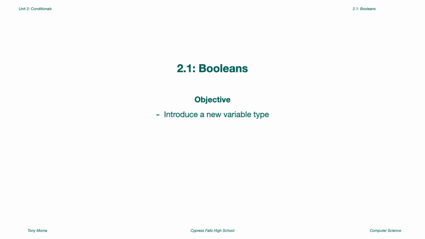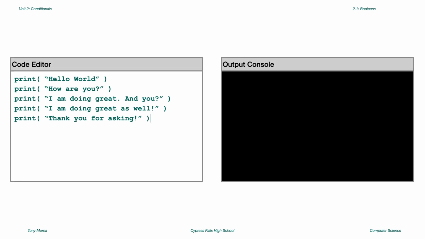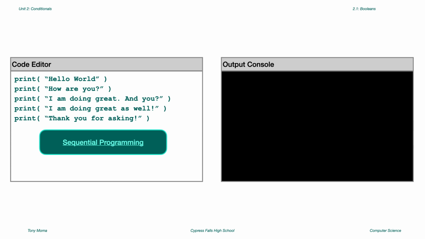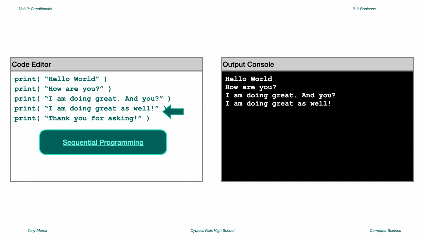Booleans. In this video, we will introduce a new variable type. Recall how, in one of our first Python lessons, we introduced a concept called sequential programming, which is simply where the Python interpreter executes each statement once in the order that they are written. Each of these statements are examples of sequential statements because they're each executed one time in the order that they are written.